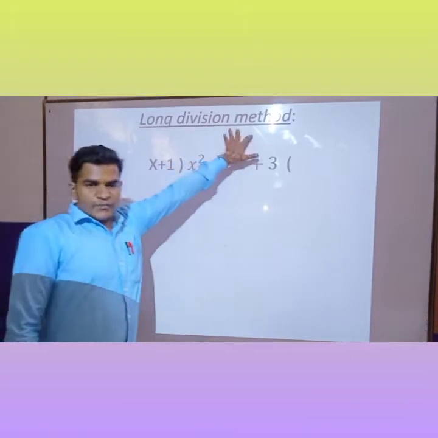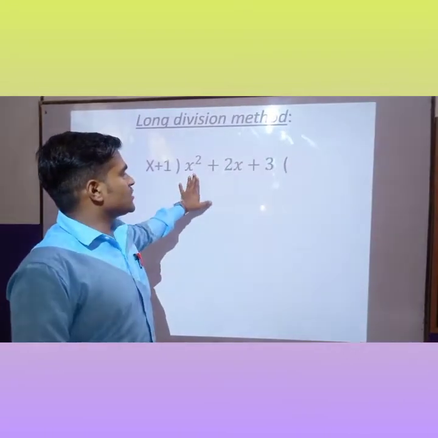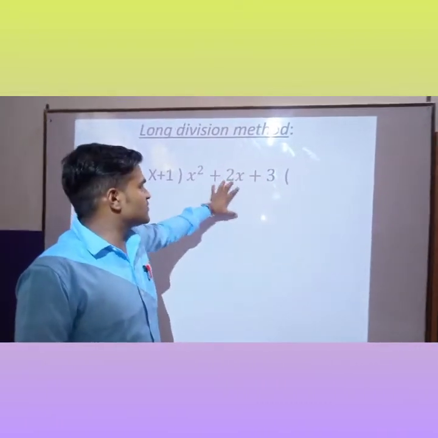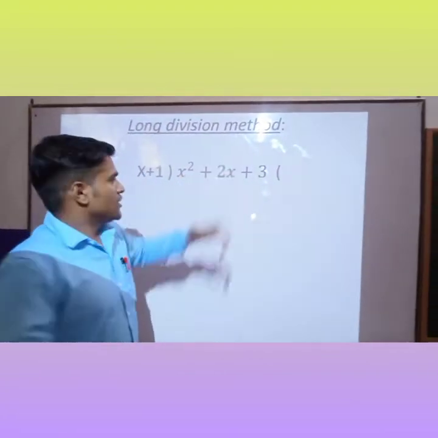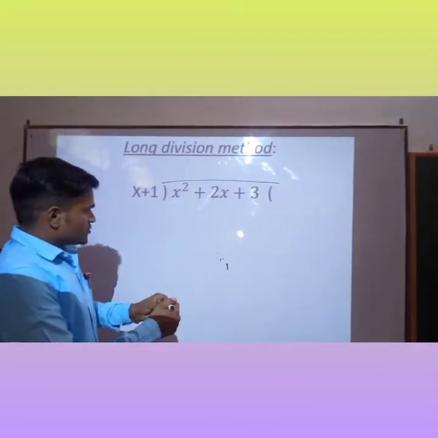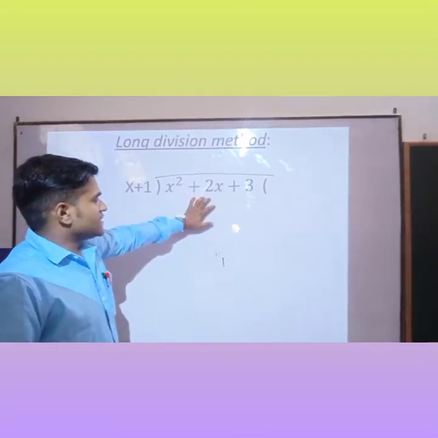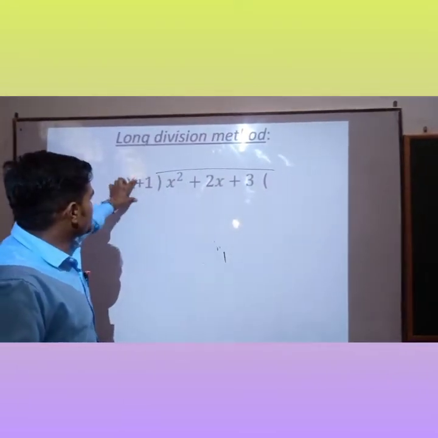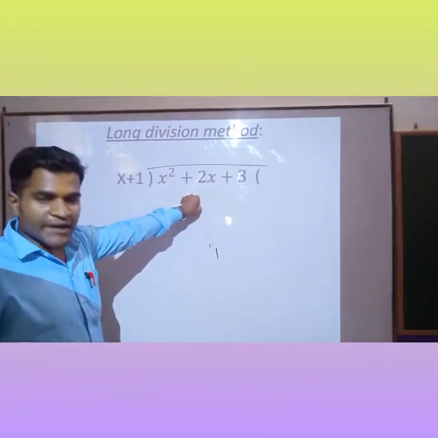Now we have to divide these polynomials. The first polynomial given is x square plus 2x plus 3, that is the dividend, and we have to divide this polynomial by x plus 1 by the long division method. How will we do it? Here the highest power in the dividend is x square, and in the divisor the highest power is 1, that is a linear polynomial, and the dividend is a quadratic polynomial.